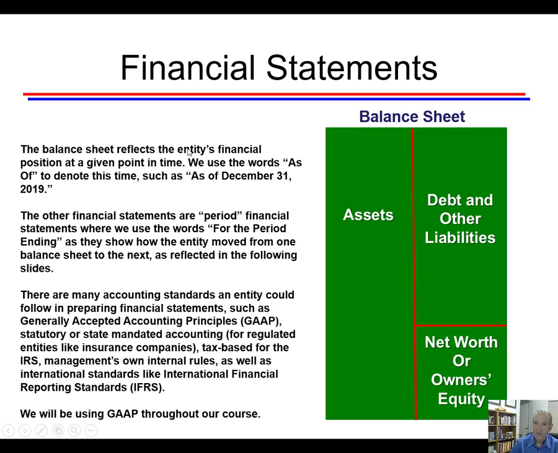So the balance sheet reflects the entity's financial position at a given point in time, in 1 second in time. And so we use the words "as of." So we'll say this balance sheet is as of December 31st, for 1 second at 11:59:59 on December 31st. This is what the firm owns, and this is who has claims on them. 1 second later, the next day, 2 minutes later, 2 months later, the balance sheet will change. And it can change pretty dramatically.